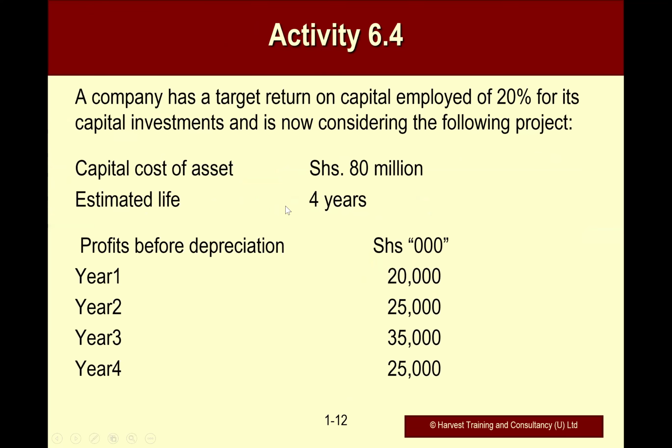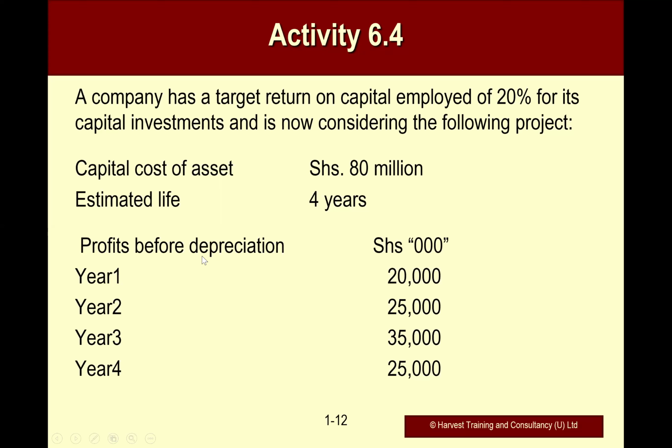Okay, we are going to use this simple question here, activity. A company has a target return on capital employed of 20% for its capital investments, and is now considering the following project. The investment in the project is 80 million. Estimated life is 4 years. We are given the profits for the next 4 years: 20 million year number 1, 25 million year number 2, 35 million year number 3, and then 25 million in year number 4.